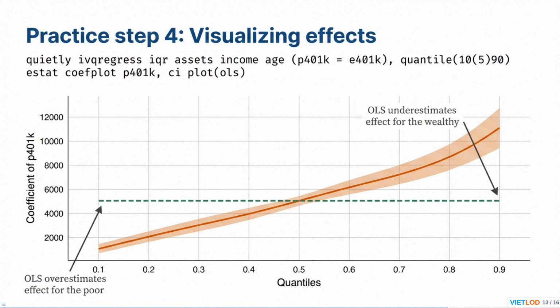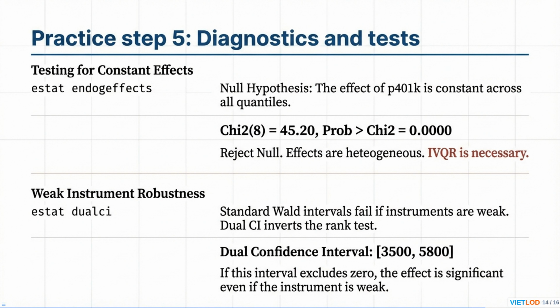To wrap up the analysis, let's visualize the results using the estat coefplot command. This plot compares our IVQR estimates, shown by the orange line, against the OLS average, represented by the green dashed line. The upward slope of the orange line clearly shows that the treatment effect increases as we move up the wealth distribution. Notice the bias. The average OLS estimate overestimates the impact on the poor at the lower quantiles, while significantly underestimating the benefit for the wealthy at the top quantiles. This visualization provides a clear, intuitive argument for why quantile-based analysis is superior to simple mean-based models in this context.